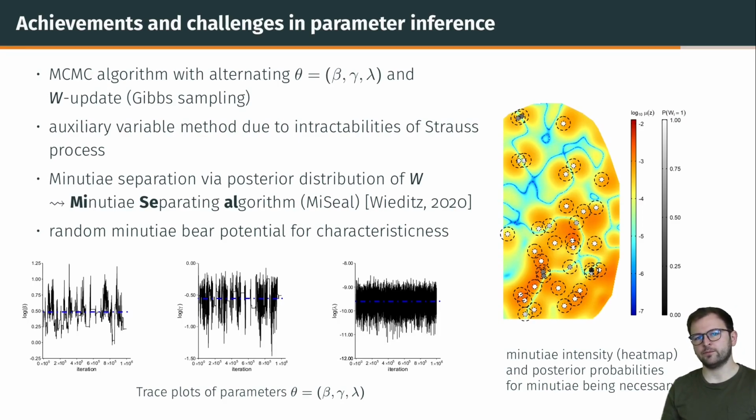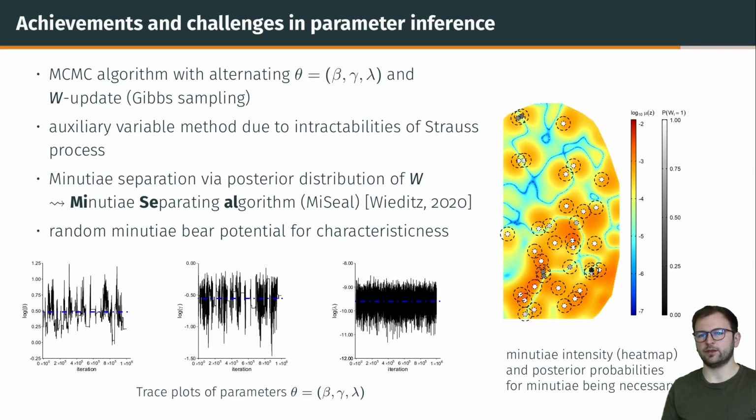The resulting algorithm, which we call minutiae separating algorithm, or short MySeal, allows for Bayesian inference in both the model parameters and the label vectors. It is well mixing, as can be seen from these trace plots on the bottom. On the right hand side, you can see the marginal posterior distribution of the labels, where black means that it is likely for a minutiae to be random, and white means that it is likely that the minutiae is necessary.